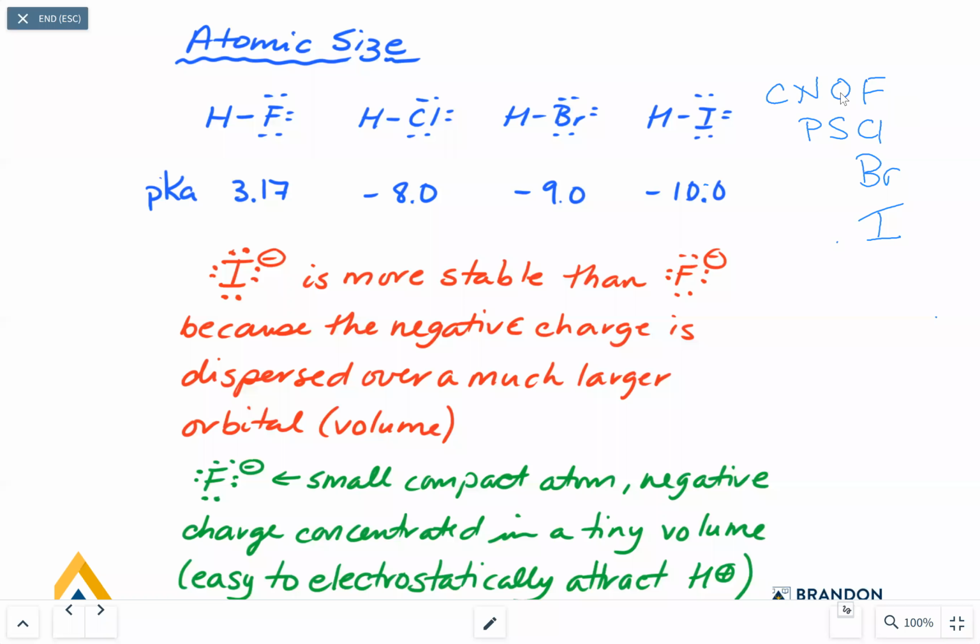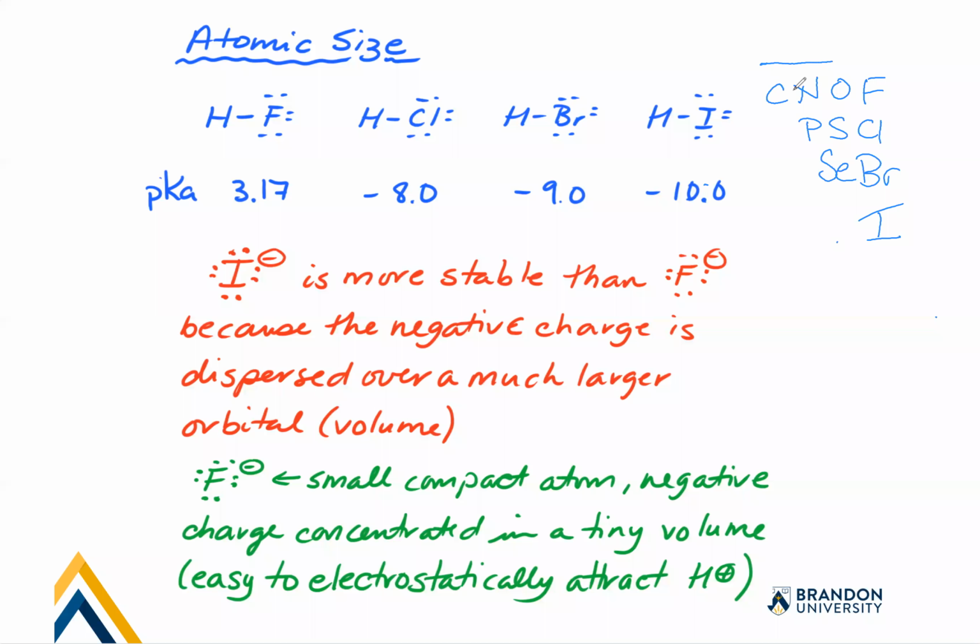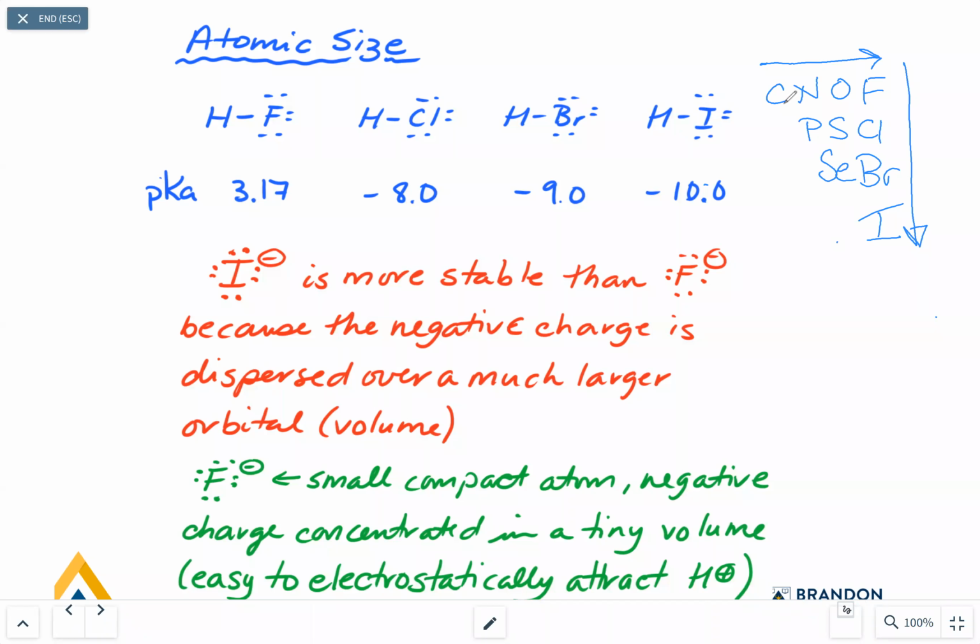The elements that are really important in organic chemistry, we'll see phosphorus a lot, sulfur, chlorine, bromine, iodine. Just remember that sulfur is directly below oxygen, and selenium is below sulfur. We don't see that particularly often. So just remember that acidity is going to increase this way and as you go down. As the atomic size gets larger, the acidity of the corresponding acid is going to go up.